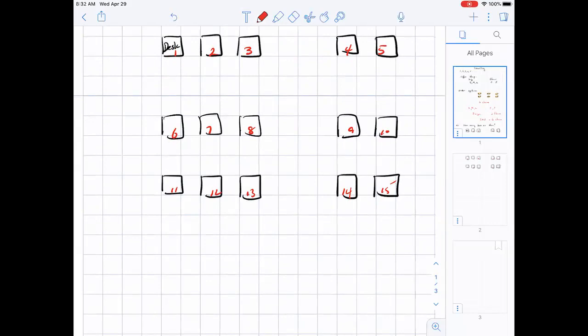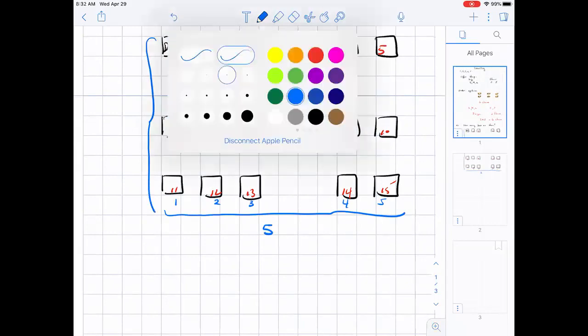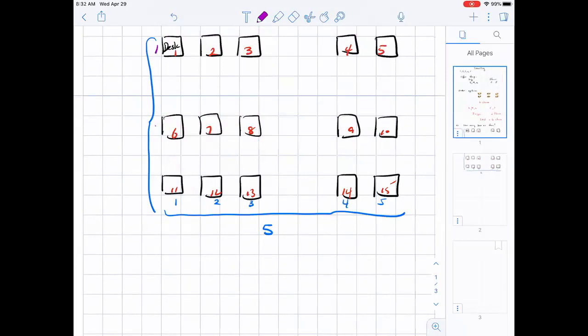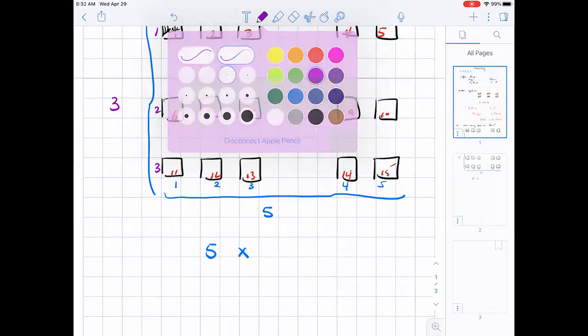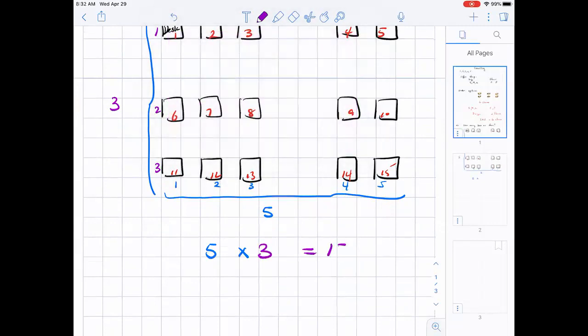Alternatively, what you can do is see how many desks you have in that row. In the row here, you have 1, 2, 3, 4, 5, so you have 5 desks. And then how many desks do you have in the columns? You have 1, 2, 3, so here we have 3. And you can now multiply 5 times 3, which will give you a total of 15 desks.